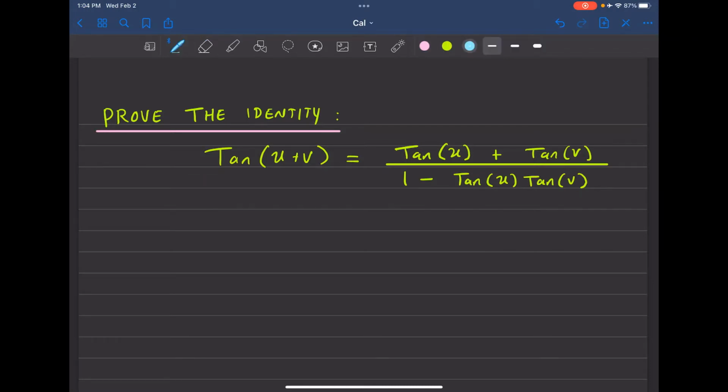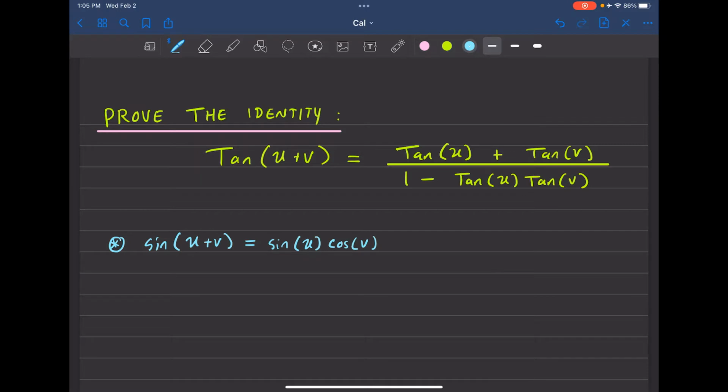You might feel inclined to say, okay, I can rewrite tangent in terms of sine over cosine. That's the definition of tangent. So let's go ahead and do that. We're going to be using these tools. We know that sine of a sum of two angles, u plus v, is equal to sine u cosine v plus cosine u sine v. So we know that identity.